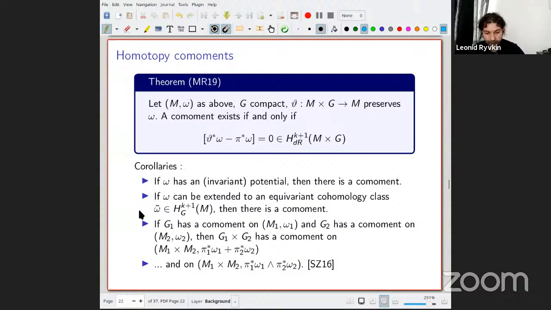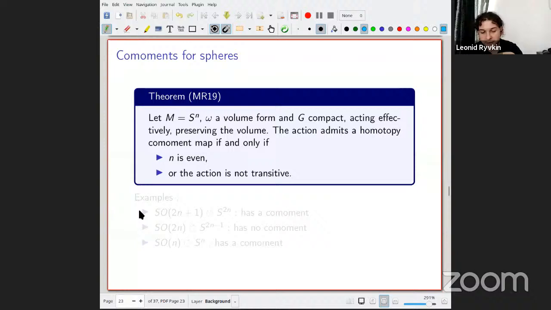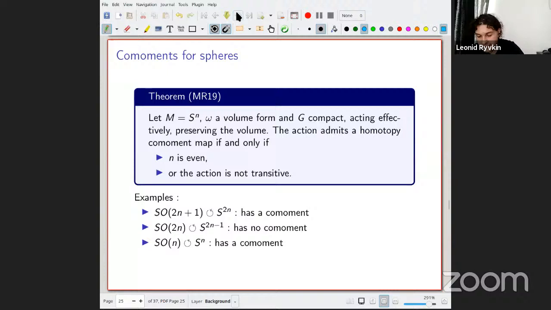Now, the second theorem with Antonio concerns spheres. We look at an n-sphere with the standard volume form and a compact group acting effectively on it. We say that this action admits a homotopy co-moment if and only if n is even or the action is not transitive. When we found it, this was a little bit surprising because we thought that all spheres should behave similarly in this context. But as it turns out, even for the standard SO(n+1) action on S^n, if the sphere is even-dimensional, we have a co-moment. So S^2, the symplectic sphere, has a co-moment, S^4 has one, and so on.